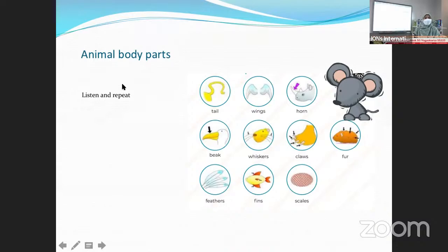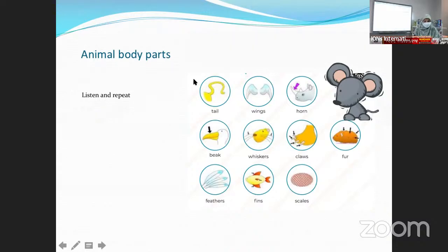Wings. The second one, wings. Repeat again. Wings. Very good. The third one, horn. Horns. This one is horns. Can you repeat again? Horn. Beak. The next one is beak.